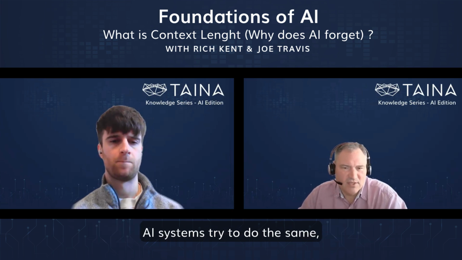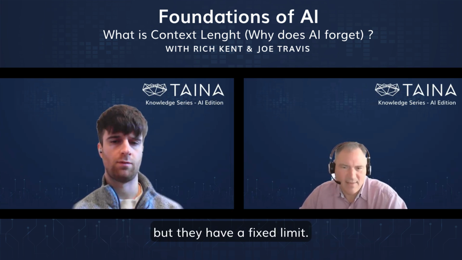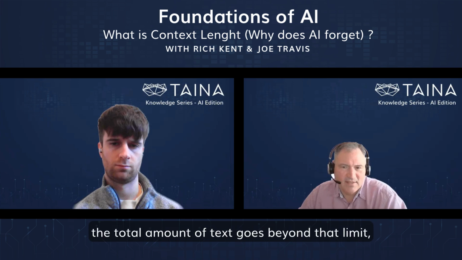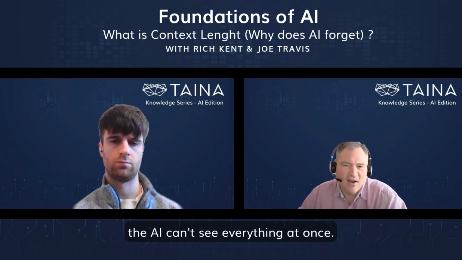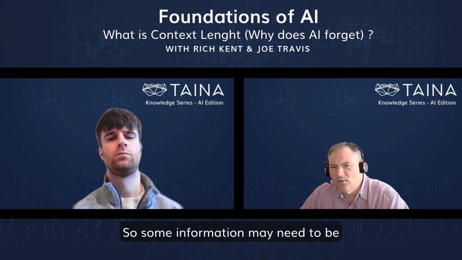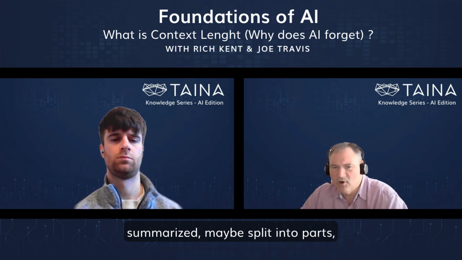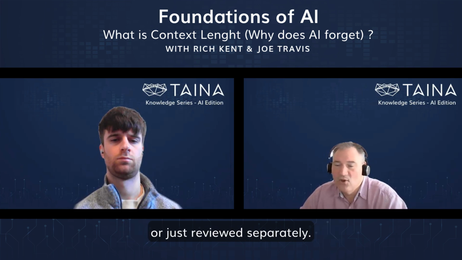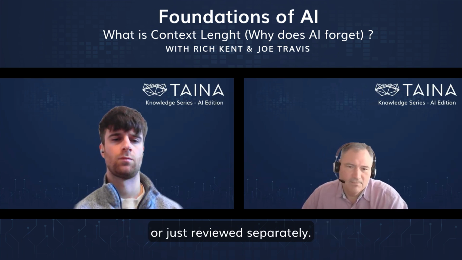AI systems try to do the same, but they have a fixed limit. So if the total amount of text goes beyond that limit, the AI can't see everything at once. So some information may need to be summarized, maybe split into parts, or just reviewed separately.